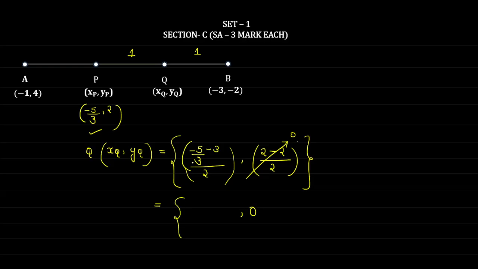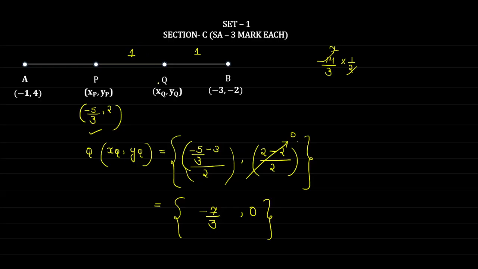And what will be this value? Minus 5 minus 9. So that is minus 14 divided by 3, and then divided by 2. Okay, so let me write here, minus 14 by 3 into 1 by 2, correct? And this 2 will cancel with 14 seven times, so it will be giving me minus 7 by 3. Yeah, so these are the coordinates of point Q. Okay, so we have used the midpoint formula method to find the coordinates of point Q.